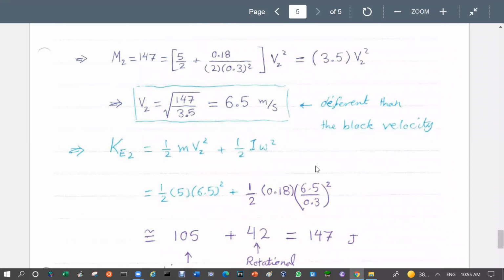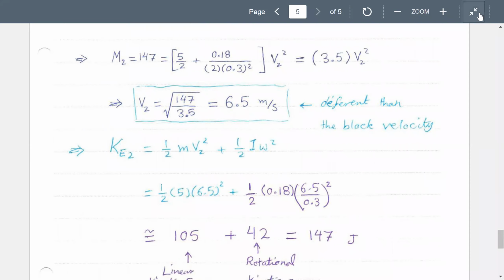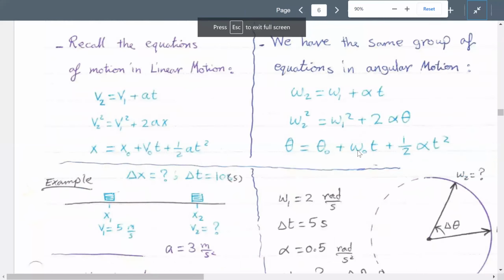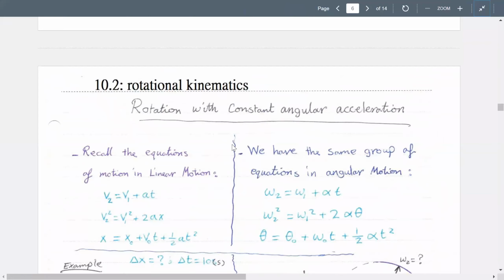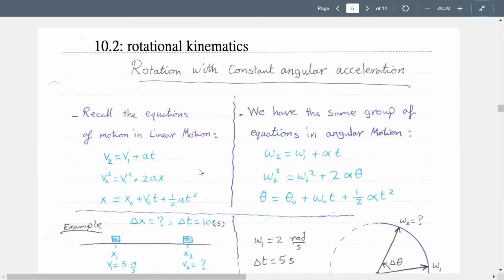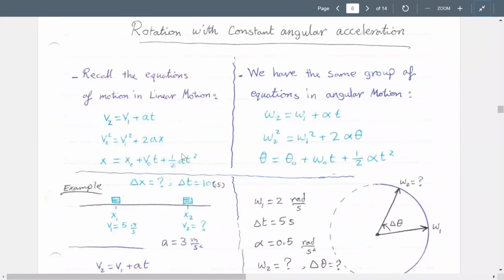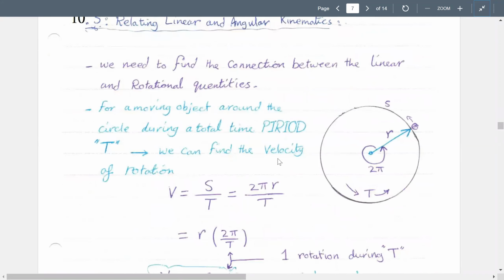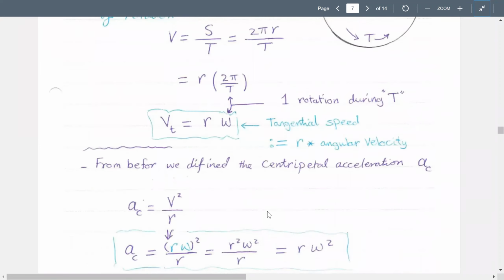This is the last part in chapter 11. Again, we talked about comparing the linear and the angular motion. We moved our study from the linear motion to the angular motion, and we know the relations between the linear quantities and the angular quantities.